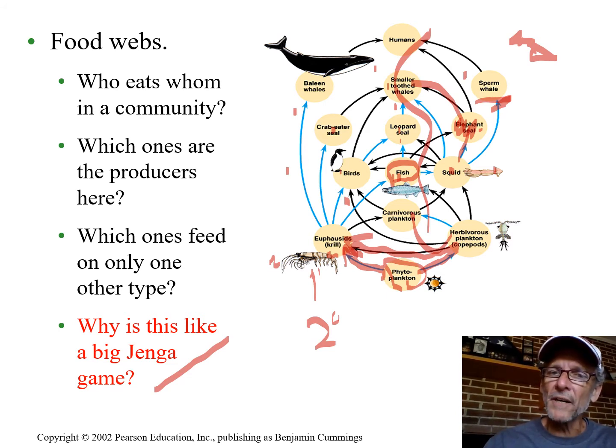And now we're talking about the diversity of an ecosystem, in how many different species it has in it. The more diverse, the better. The more pieces in the Jenga game, the less likely it is that one piece gets taken out, causes the whole thing to crash. Okay, so we'll come back to that in just a second.